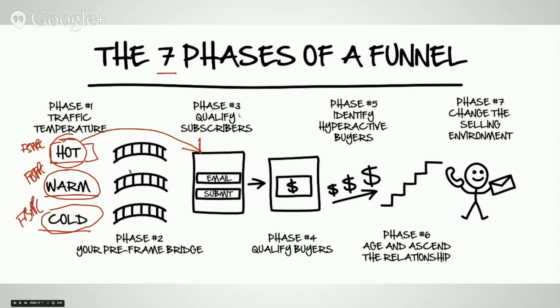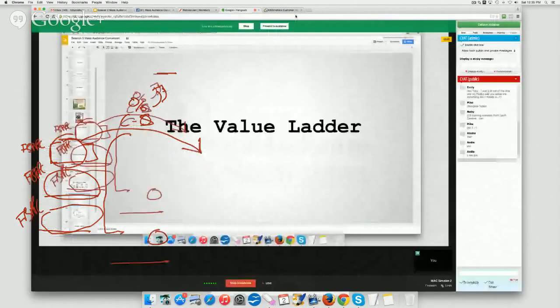So when you are generating traffic, one of the best ways to increase conversions, maybe not from click to opt-in, but from click to sale, is by adding in pre-sales. So step number two is your pre-frame bridge. A pre-frame bridge could be something as simple as this page. Let me show you. I think we kind of looked at it the other day.